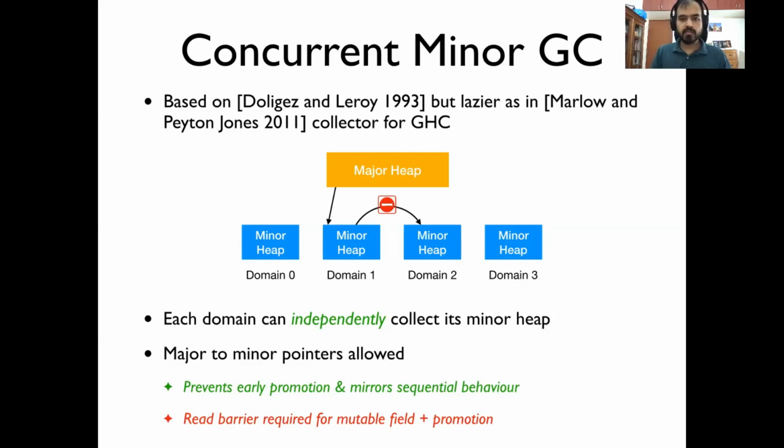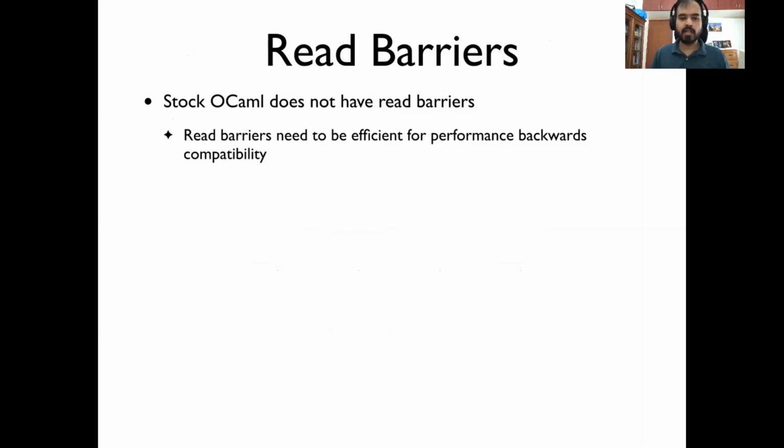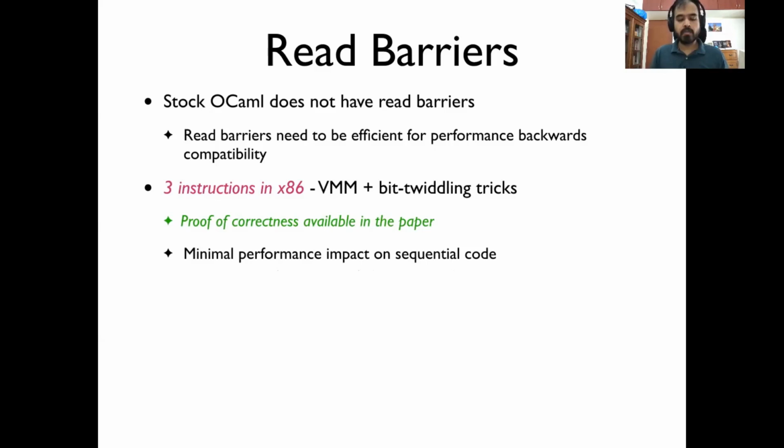Recall that I had mentioned that OCaml does not have read barriers, and now this design has introduced read barriers. So the first challenge is that we need these read barriers to be implemented efficiently for performance backwards compatibility. In the paper, we show that we can do this with a clever bit of virtual memory mapping and a series of bit whittling tricks, using which we have brought down the read barrier to 3 x86 instructions. A proof of correctness of this is available in the paper. Because these read faults are so rare, the branch predictor correctly predicts the branch almost every read. So the performance impact of these additional instructions is minimal on sequential code.